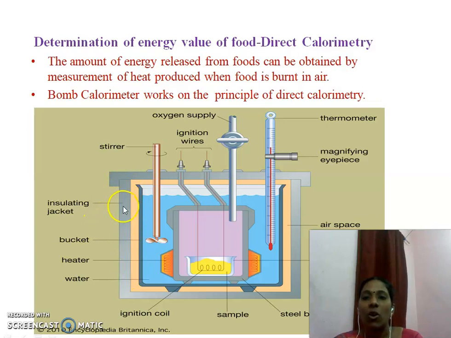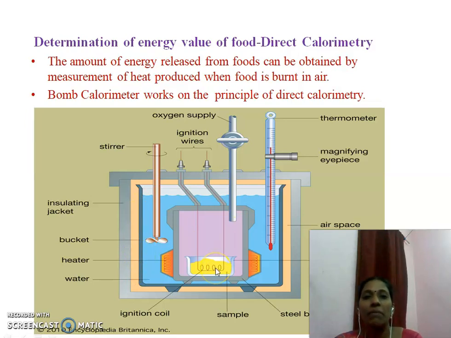This outer layer is called the insulating jacket, and inside that insulating jacket, this is called the bucket. This bucket should contain 3/4 of water, and inside that bucket, this one is called the bomb, a heavy steel bomb which is placed inside the bucket. And inside that steel bomb, you will have this crucible-like structure. The food which is measured should be placed inside the crucible. Then, in between the insulating jacket and the bucket, the air space will be there.